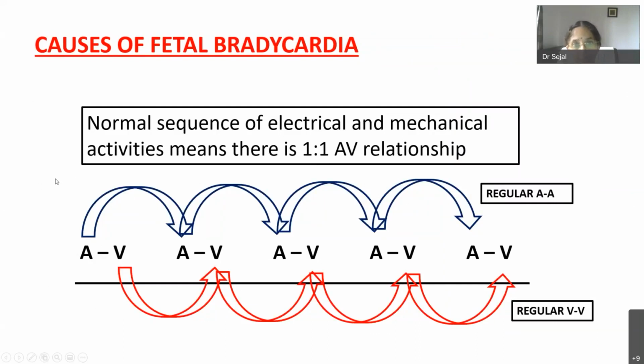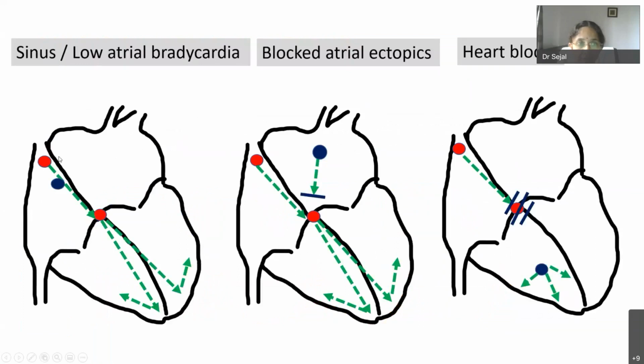So now what are the causes of fetal bradycardia? Fetal bradycardia, you can have an issue at the A level, or you can have an issue at the conduction from A to V. So let's see. First, you can have a problem with the sinus node. So you can have sinus bradycardia, or a low atrial bradycardia.